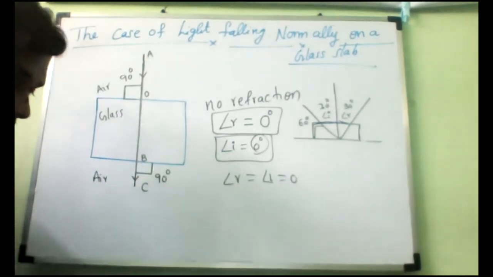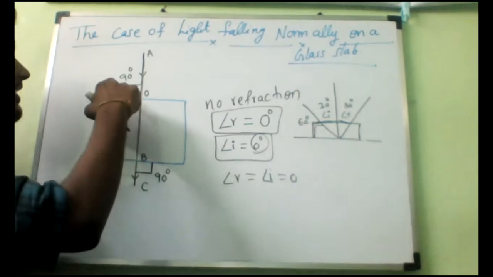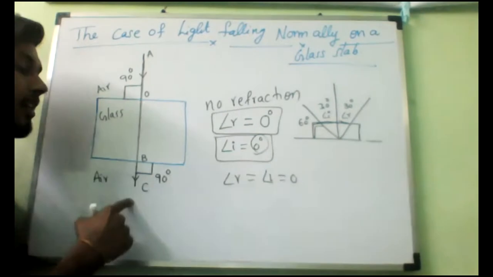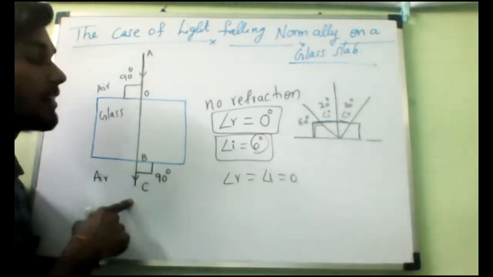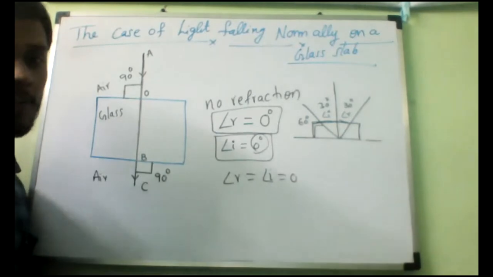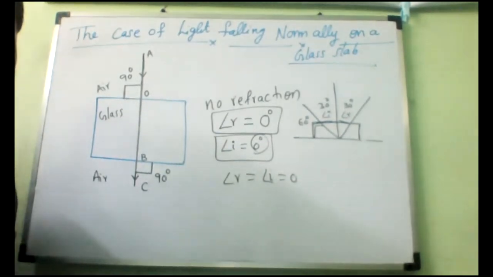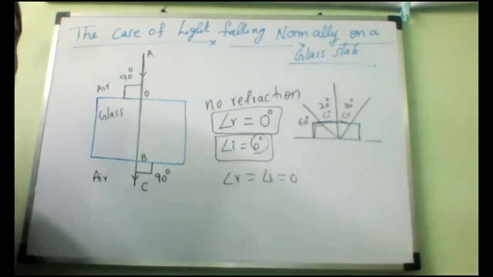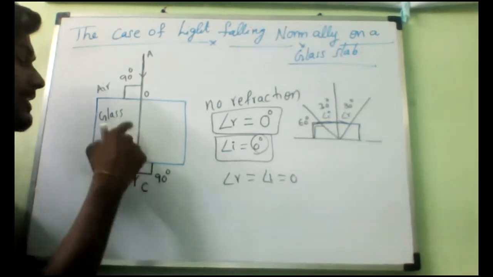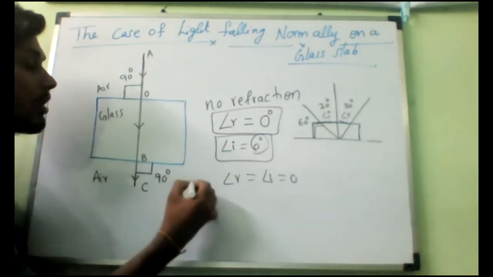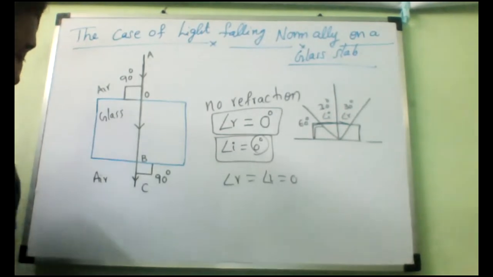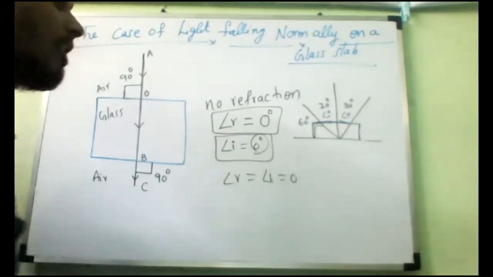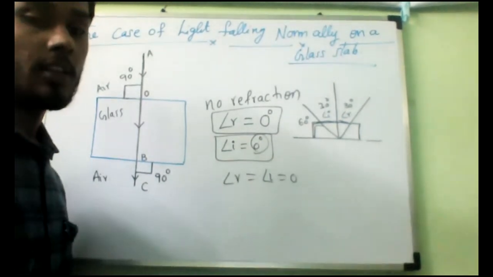But the light ray is entering from rarer to denser and then from denser to rarer again. So what will happen? Here and here, the light ray will travel with the same speed, but in the middle, will the speed decrease or increase? The speed will decrease. That is what you should remember. But there is no refraction, because it is falling perpendicularly, or normally, to the surface.